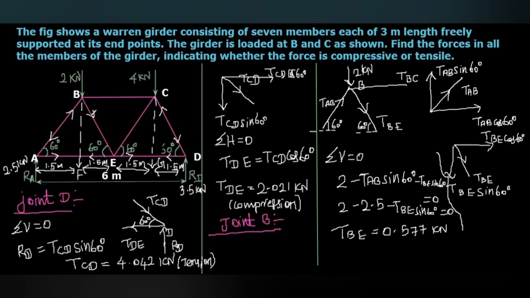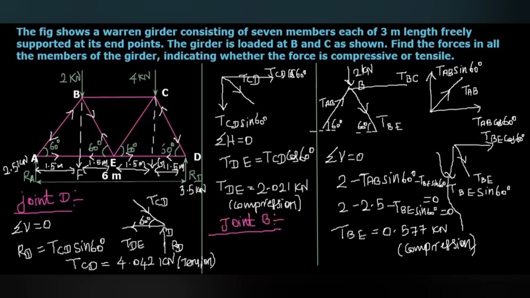And then here you can see the tension in the member BE from the point B is acting outward. The same way from the point E also it will act outward. So the force TBE in the member BE is going to compress this. So we can write it is compressive in nature.